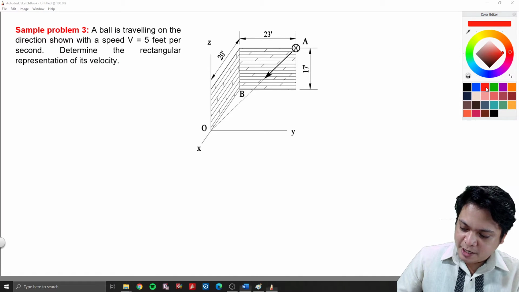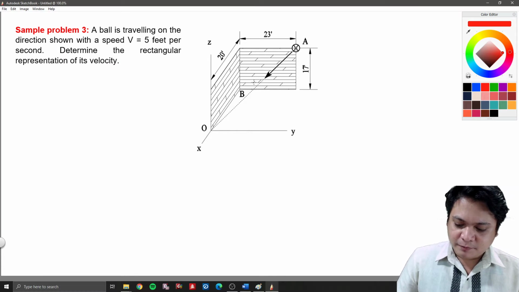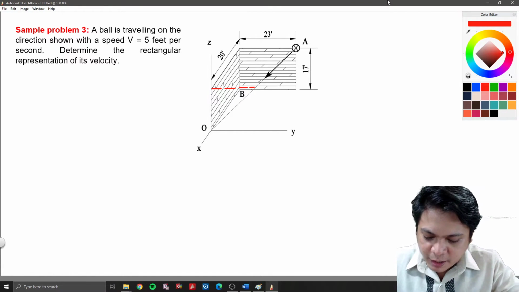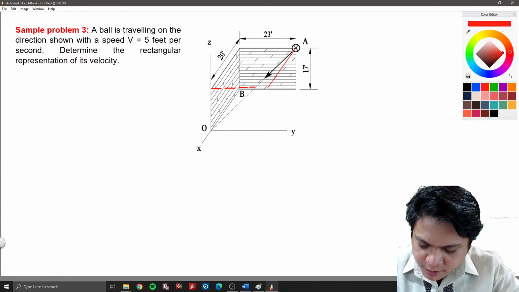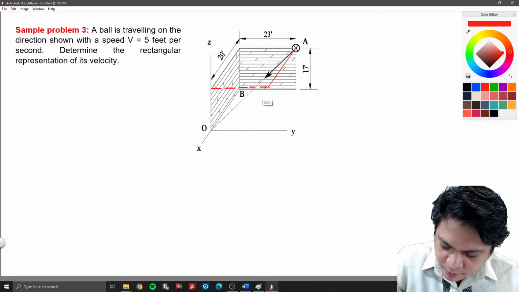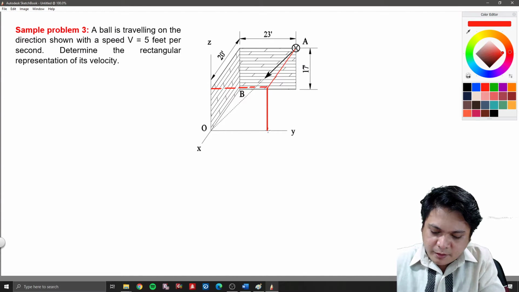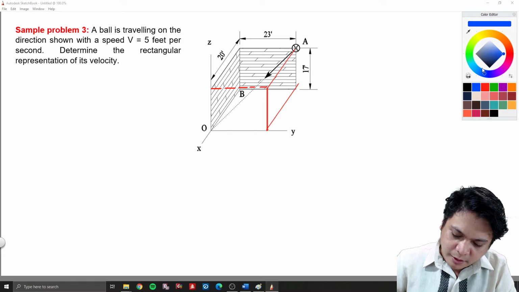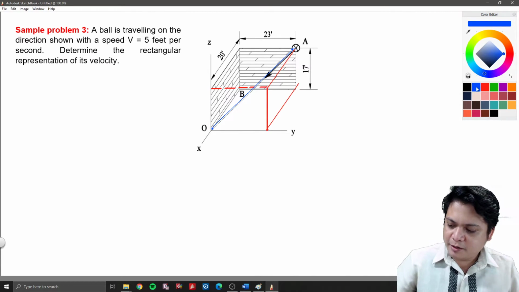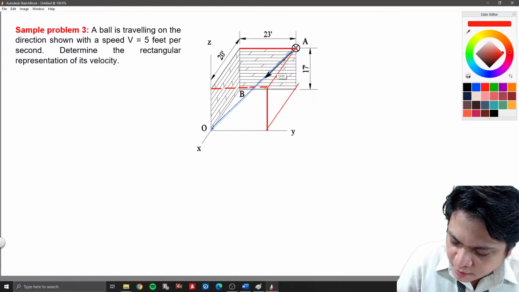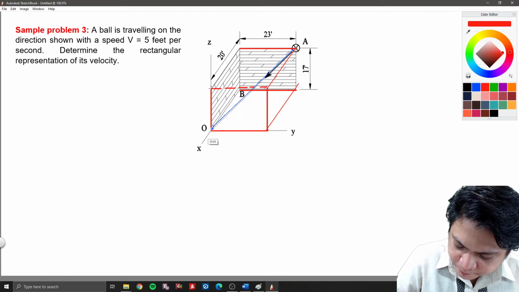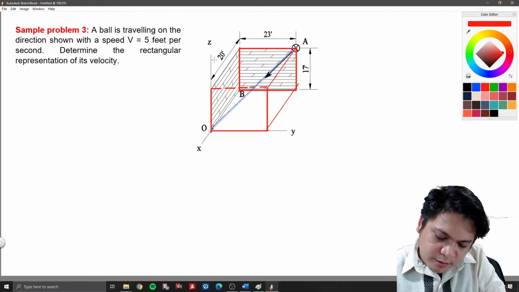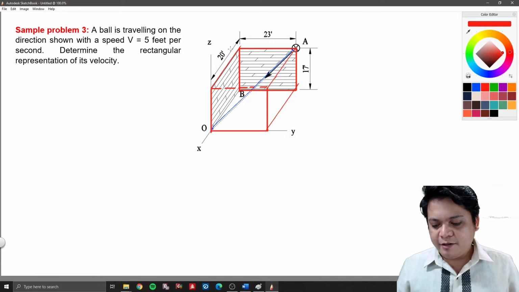Okay? I have the idea, as I told kanina. Dapat, ikukulong natin sa box. So, I'll try to put it in a box. Yun yung box niya. Kung nakita nyo yung box, ito yung path ng ball. I-highlight ko lang yung path ng ball. Yun yung path. So, you have there the path.